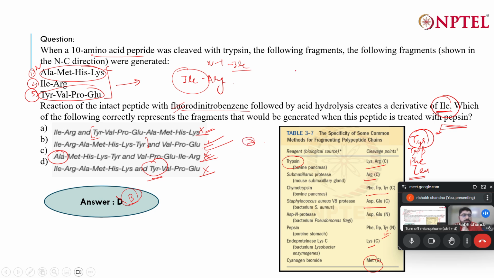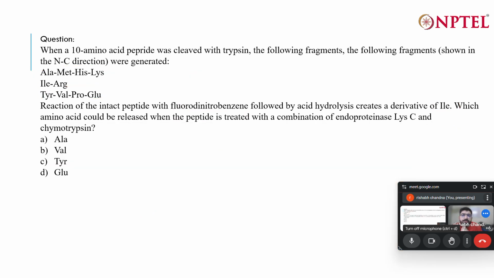Okay, let's move on to the next question. So this is the same question, just a different part. Which amino acid would be released when the peptide is treated with a combination of endoproteinase Lys-C and chymotrypsin? So what can be the correct answer?